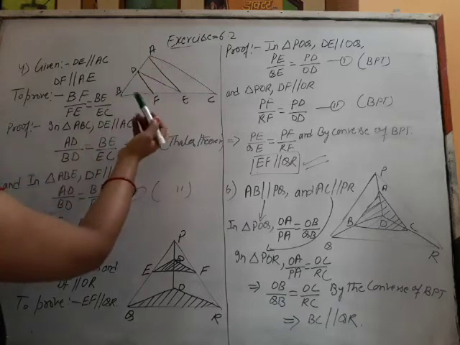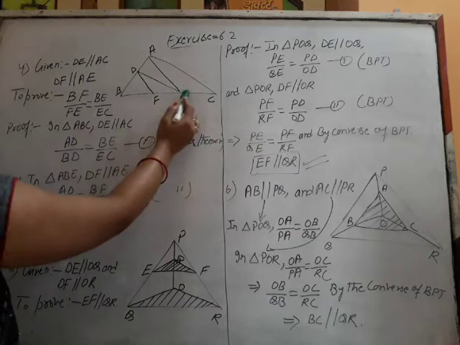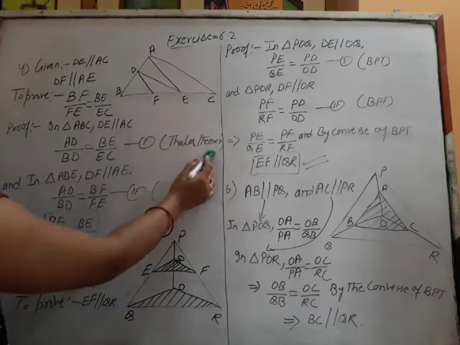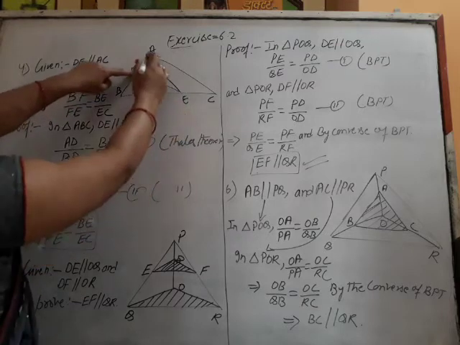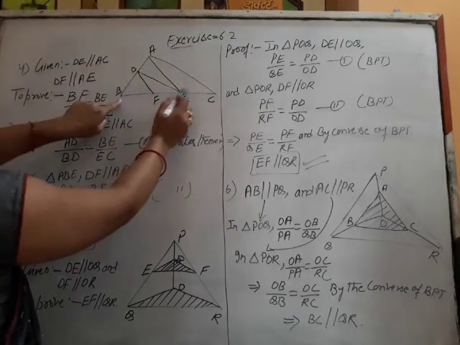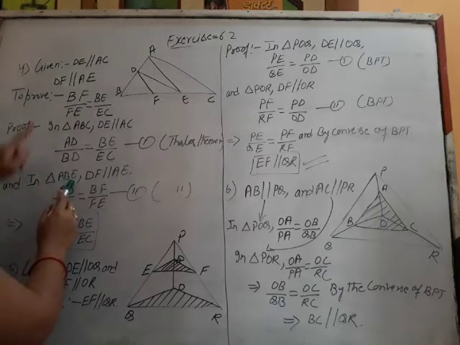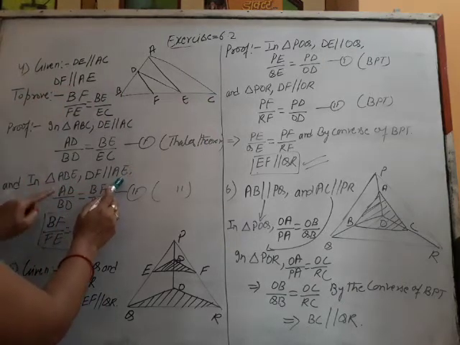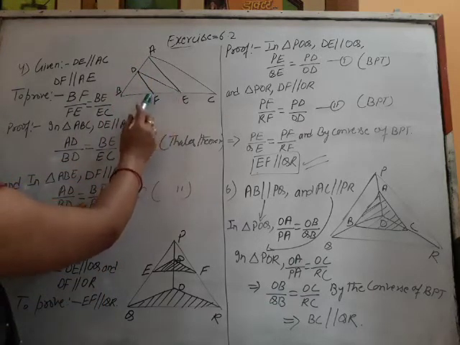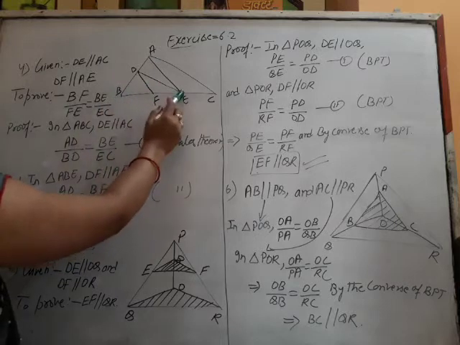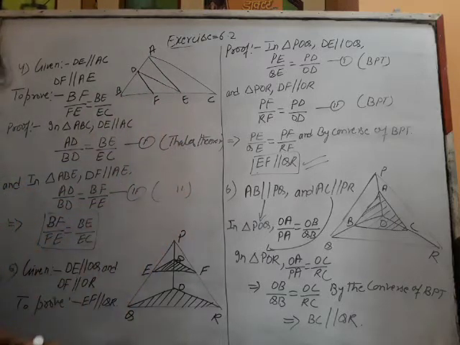That means by the basic proportionality theorem, AD upon BD equals BE upon EC. By Thales theorem, because DE is parallel to AC, D has divided this side and E has divided this side. Another one: in triangle ABE, since DF is parallel to AE, again AD upon BD is equal to BF upon FE. This is the second result, which is again from the Thales theorem.